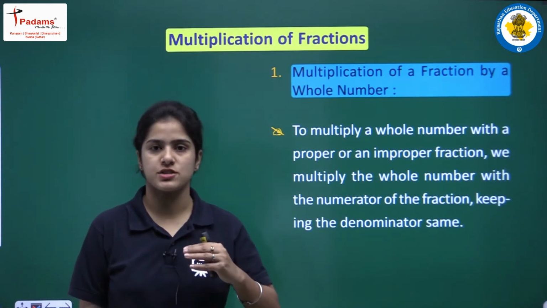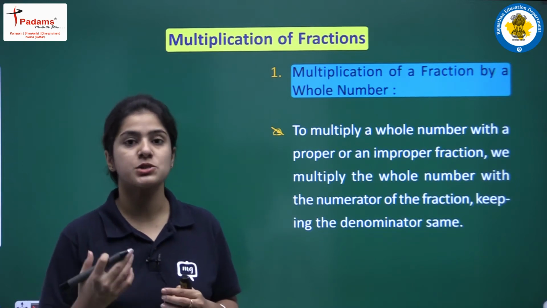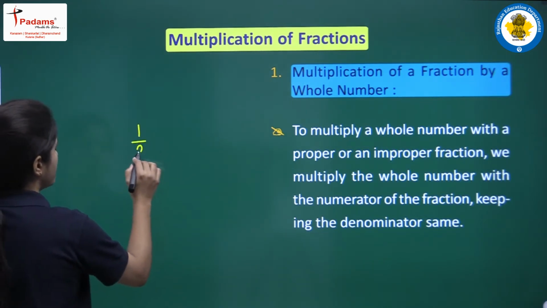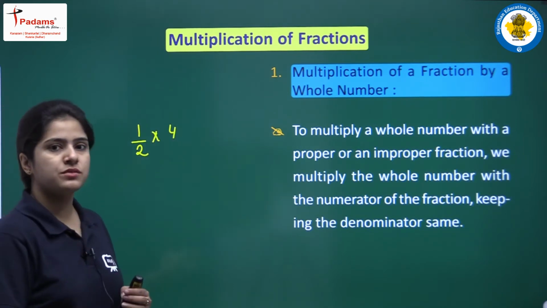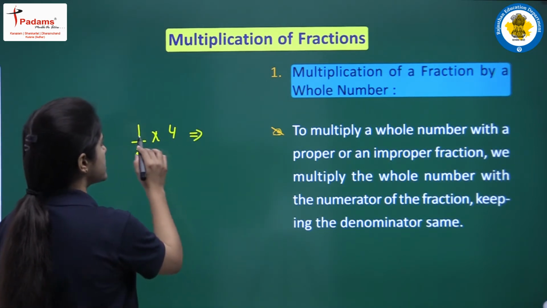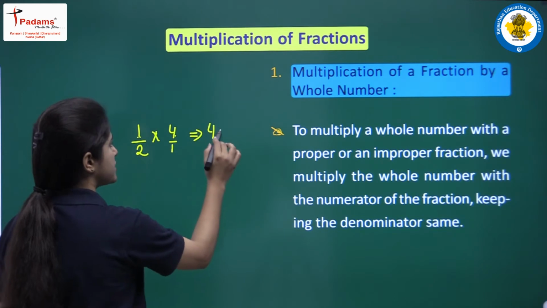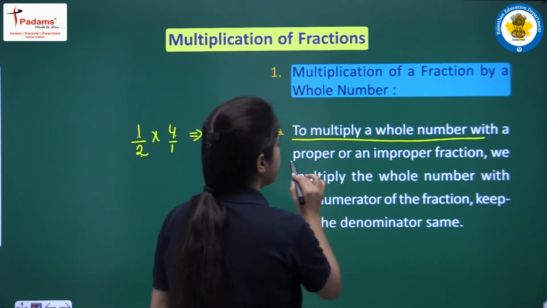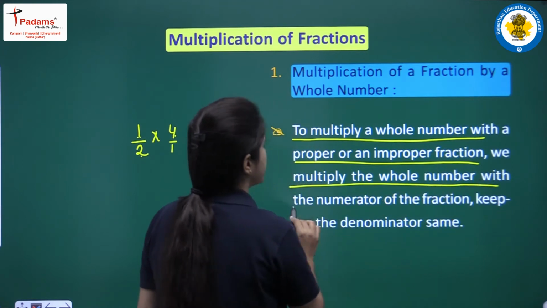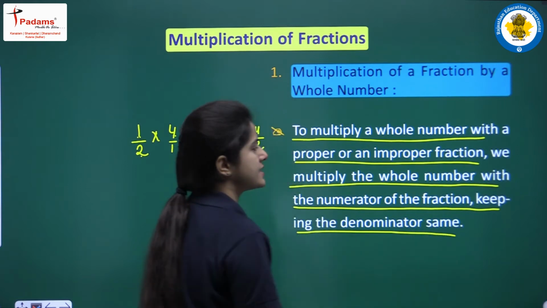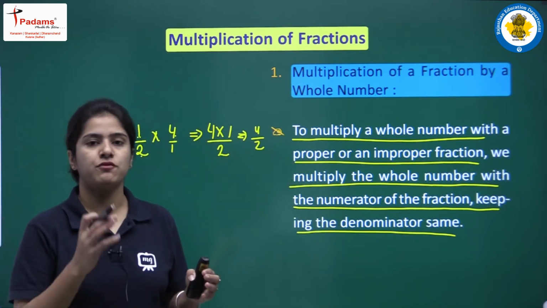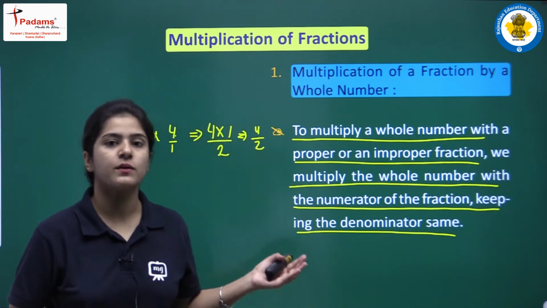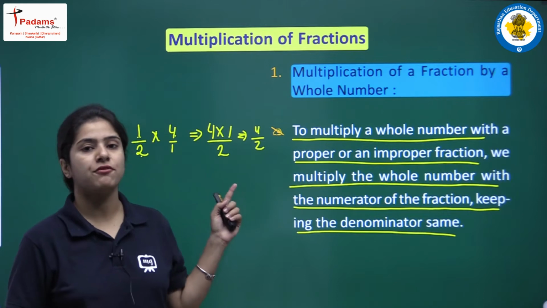Multiplication of fractions. Firstly students, if you want to multiply a fraction with a whole number, what do you need to do? Suppose I want to multiply 1 upon 2 with the whole number 4. What will I do? We will just multiply the numerators together and keep the denominator the same. To multiply a whole number with a proper or improper fraction, we multiply the whole number with the numerator of the fraction, keeping the denominator same. This is what we have done now. We multiply the numerators together and keep the denominators same, and in this way you can clearly multiply the whole number and the fraction, alright students?